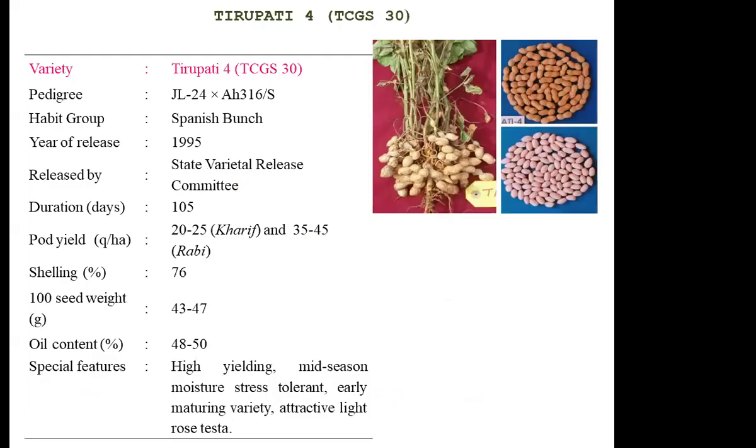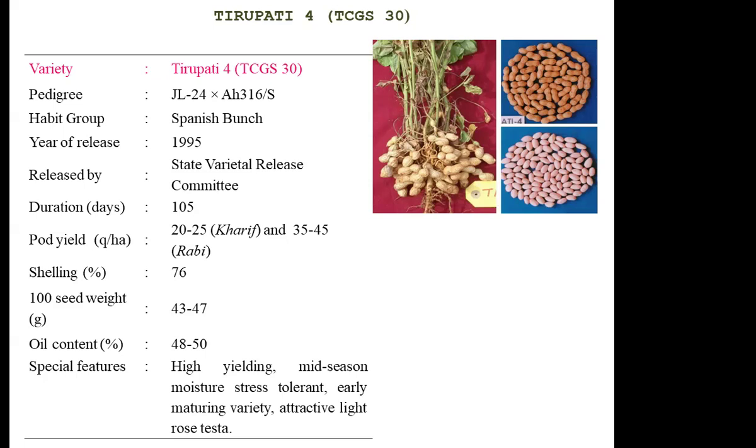This has an early vigor also, which is a very important trait for the success of a variety in drought situation. It puts up fast vegetative growth, and that is why it has found a place in rain-fed situation for a long time. Still, it is grown in some of the areas. In Chittoor, Annamaya, Nellore and Kadapa districts it is the most preferred variety. Red testa has preference in some of the areas also.